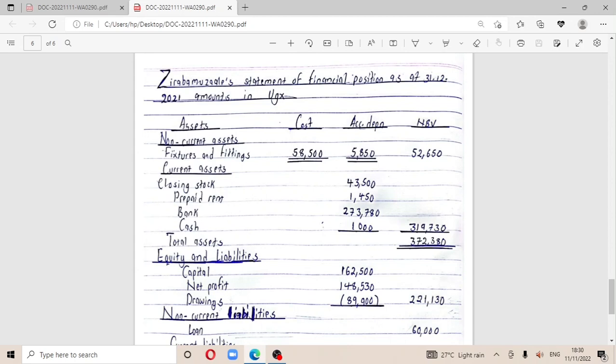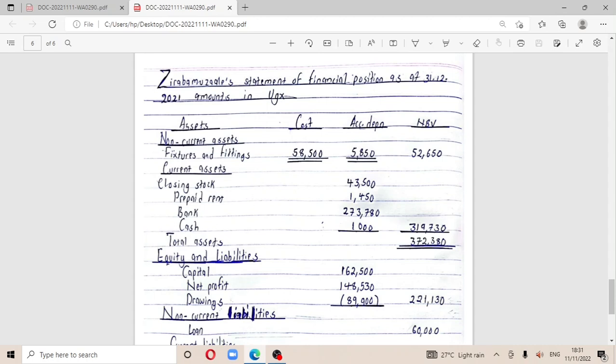After doing that, we go to the last bit, which was part B, which was asking for the statement of financial position. You give it a good title, Zera's statement of financial position at 31st December. Then you say your non-current assets, we had fixtures and fittings cost, which had an accumulated depreciation of this. You get your net book value. Then we had our current assets, we had the closing stock, prepaid rent, bank, cash. By now you know why I'm putting that prepaid rent under current assets, basing from the previous videos. And then your cash, and these are the closing balances from the cash book.